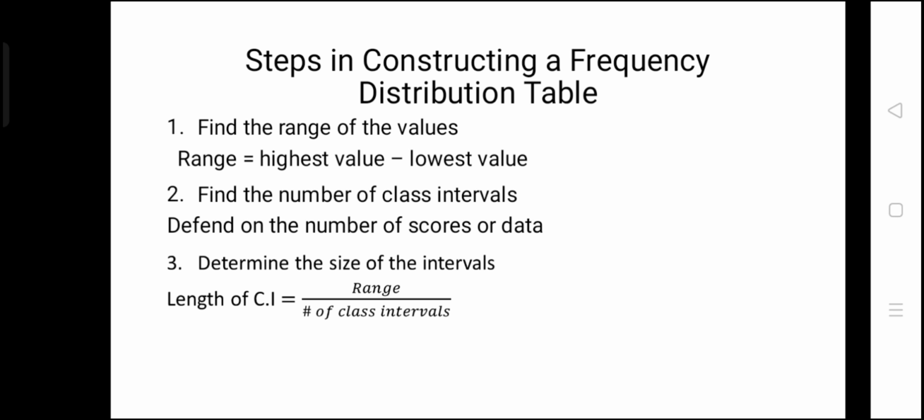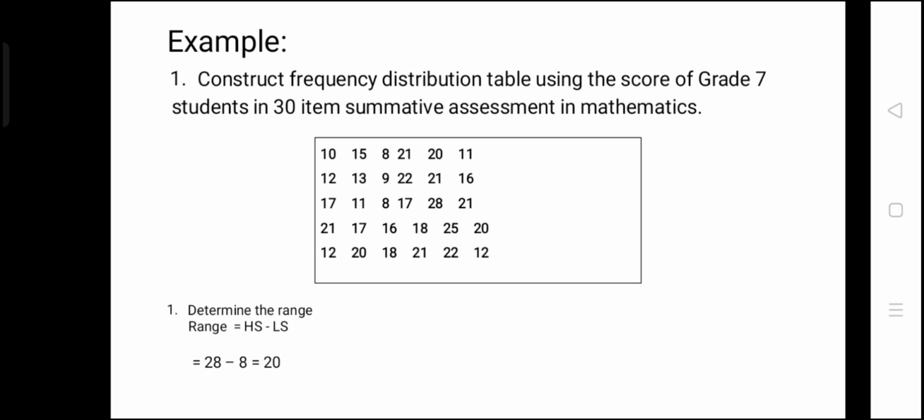So, steps in construction of a frequency distribution table. First, find the range of the values. Range is the highest value minus the lowest value. Second, find the number of class intervals depending on the number of the scores or data. Third, determine the size of the interval: length of class interval equals range over number of class intervals.